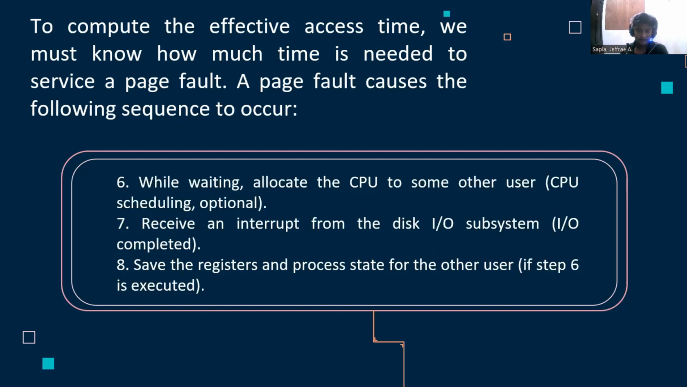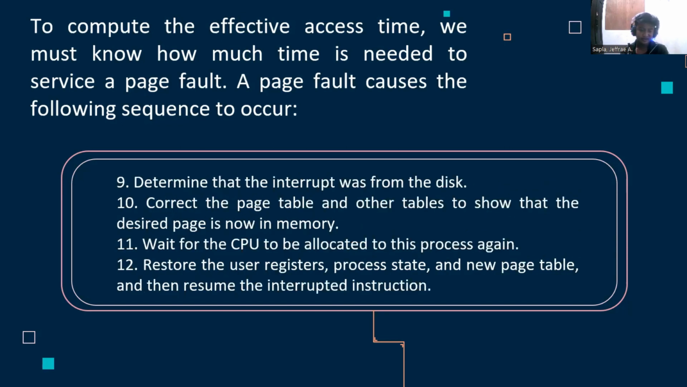While waiting, allocate the CPU to some other user, or CPU scheduling. Receive an interrupt from the disk input-output subsystem. Save the registers and process state for the other user. Determine that the interrupt was from the disk. Correct the page table and other tables to show that the desired page is now in memory. Wait for the CPU to be allocated to this process again. Restore the user's registers, process state, and new page table, and then resume the interrupted instruction.